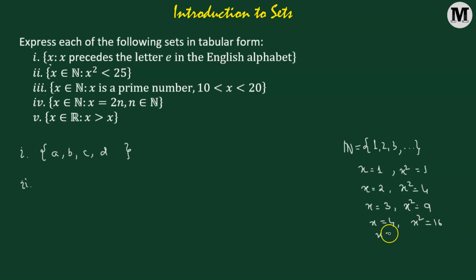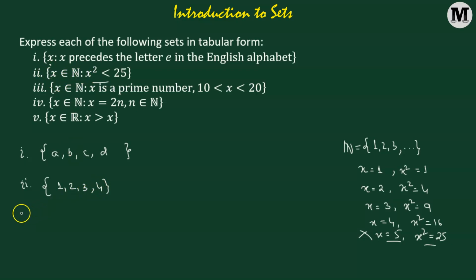If we take x equals 5, squaring it gives us 25. However, we will not be considering x equals 5 because squaring it gives us 25, and the condition given here is that x squared must be less than 25. That means it's the set containing the elements 1, 2, 3, and 4 such that when we square each of the elements, their value is going to be less than 25. Okay, so this is the given set expressed in its tabular form.